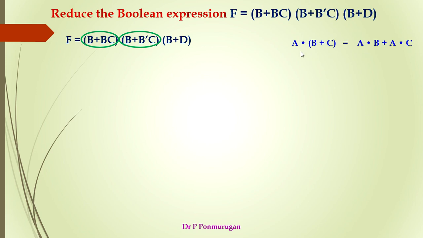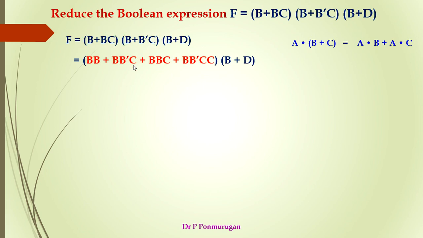So the distributive law is a·(b + c) can be written as a·b + a·c. If you apply the distributive law to these two terms, it will become bb + bb̄c + bbc + bb̄cc. Next, if you check these two terms, we have bb. Then by use of the law x·x = x, it will become b. The term will become a single literal, b.